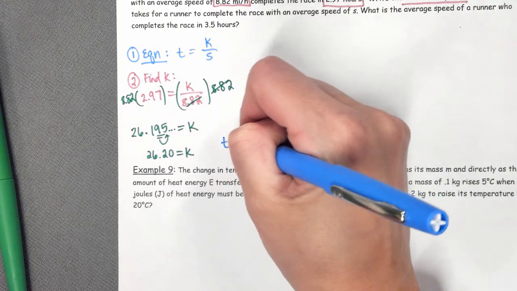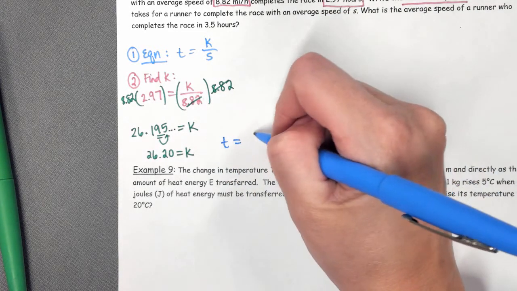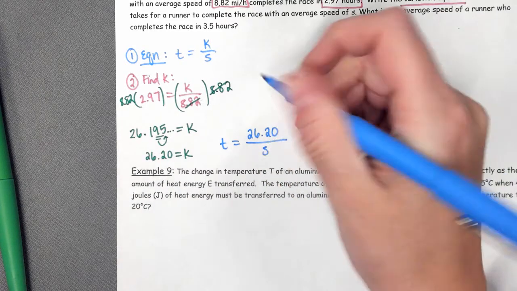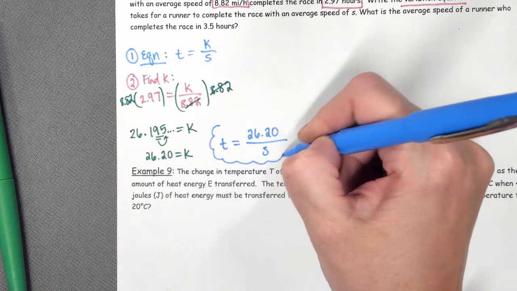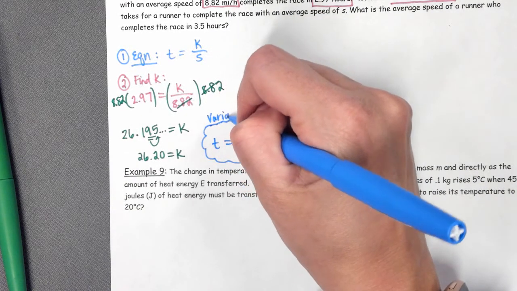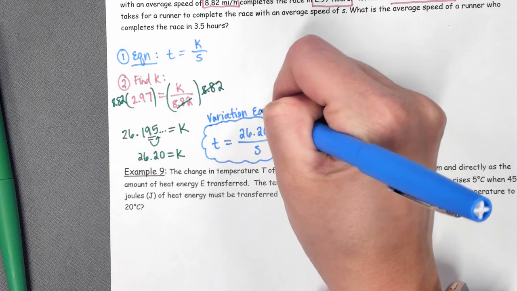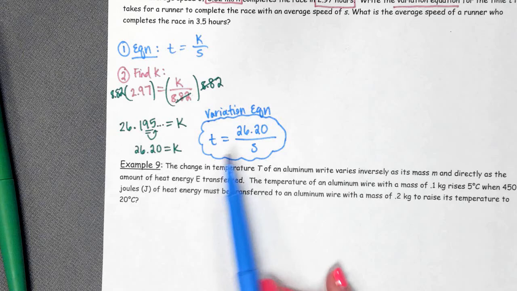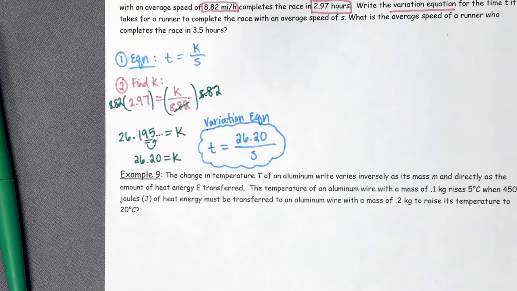Now your variation equation is t equals 26.20 divided by S. So it asks you for the variation equation. This is the variation equation. In the variation equation, you have K plugged in. The other two are not.